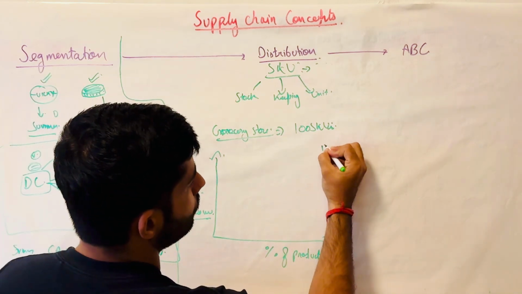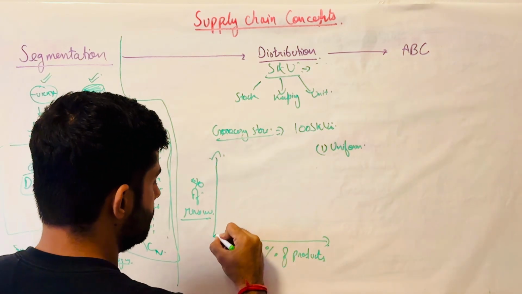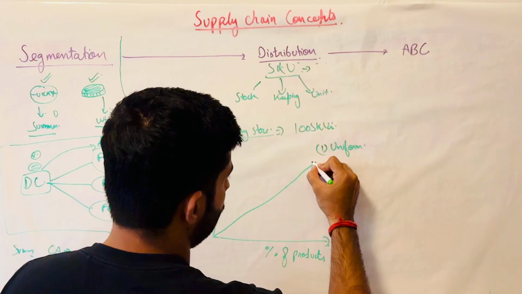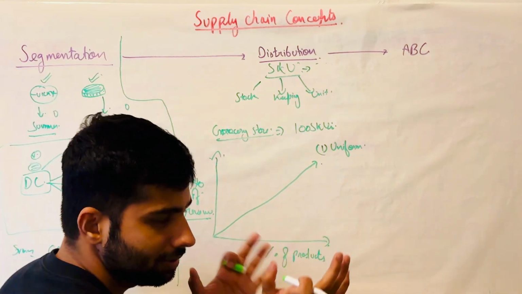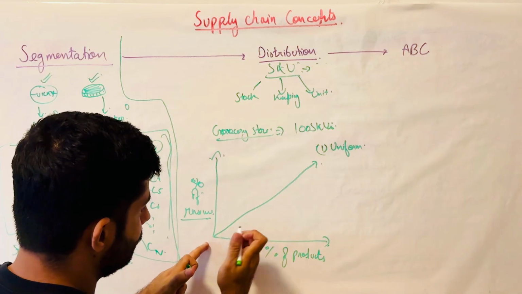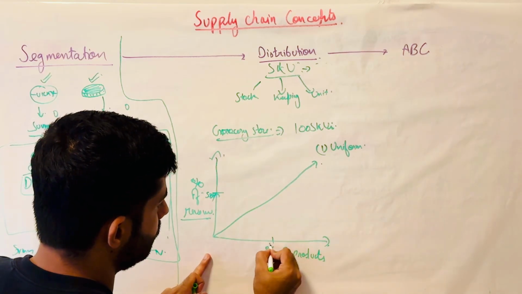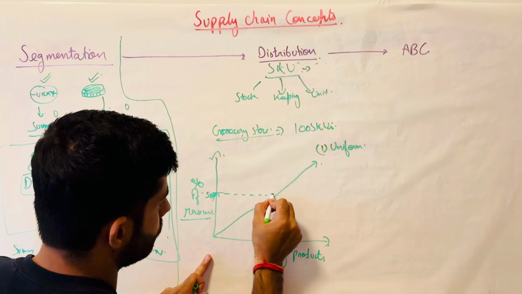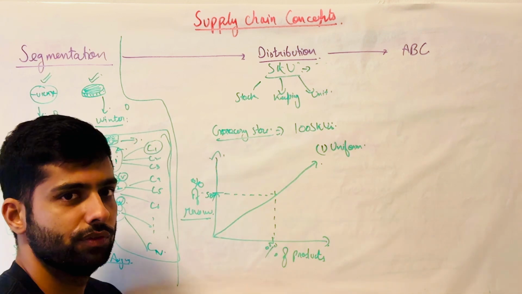The first kind of distribution is uniform. What uniform distribution means is, if I were to plot it here, this would show the uniform distribution. Sorry, this line's not very straight, but it's supposed to go in a way. Let's say this is 50% and this is 50%, which means that 50% of the products bring in 50% of the revenue.